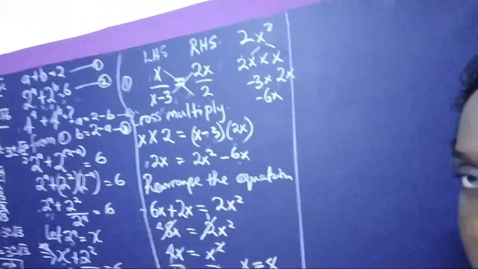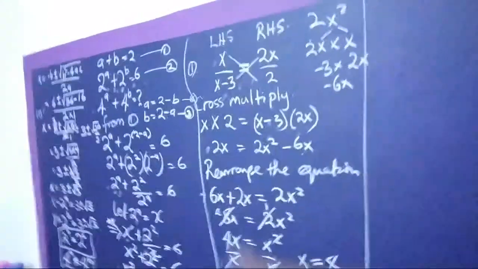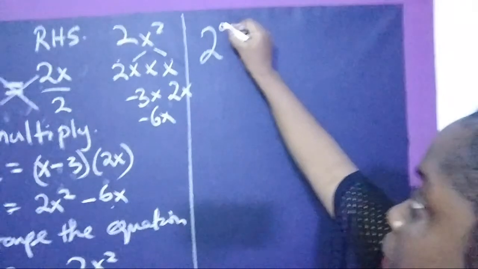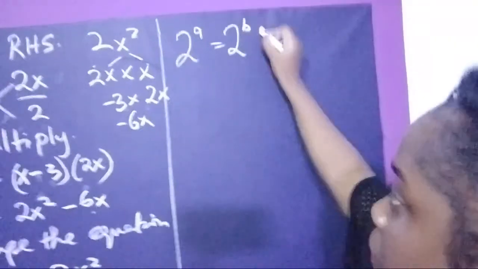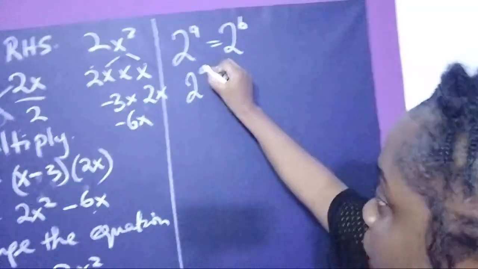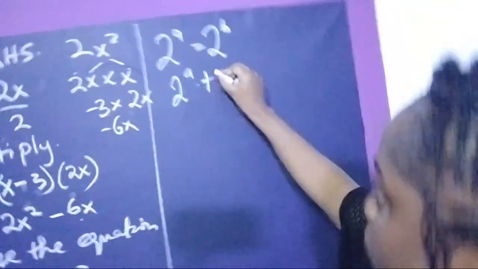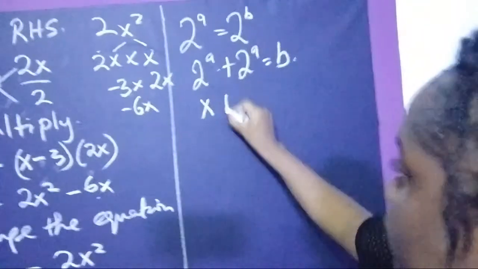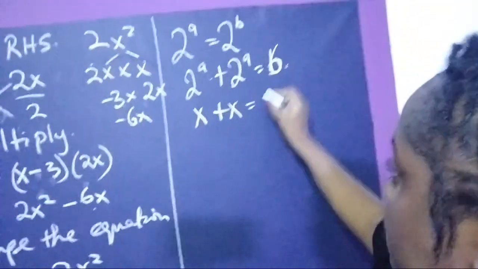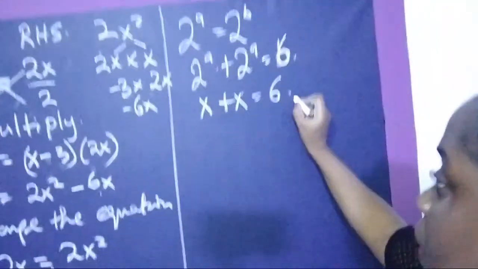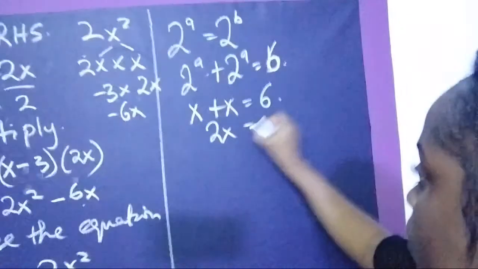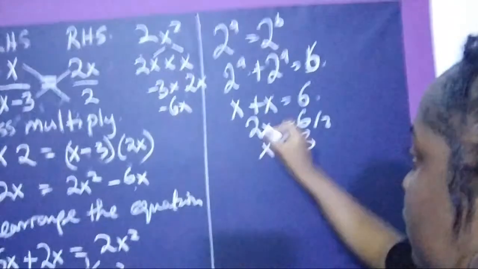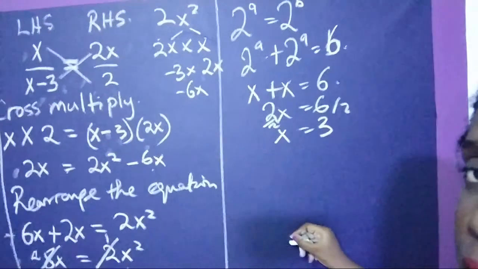So now, if 2 raised to power a is equal to 2 raised to power b, let's assume that 2 raised to power a plus 2 raised to power b, that is x plus x, equal to 6. So that gives us 2x equal to 6. Therefore, x is equal to 3 because we divide 6 by 2 on both sides.